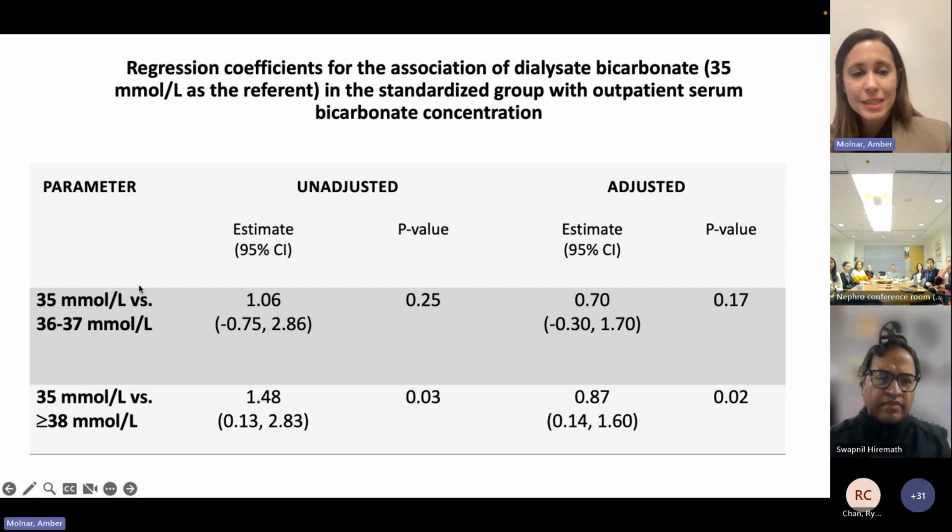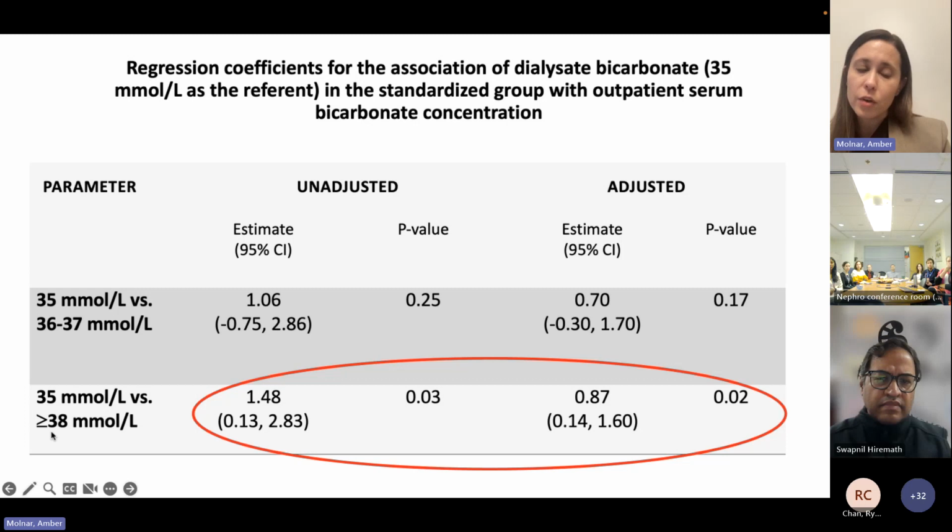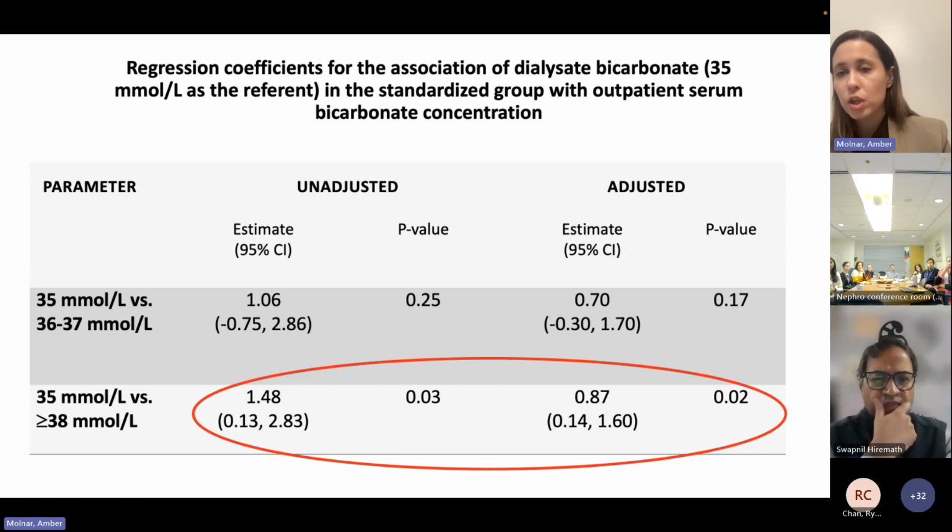When we limited things to the standardized categories and used 35 millimoles per liter as the referent, we did find that those in the greater than or equal to 38 millimole per liter category had a slightly higher pre-dialysis serum bicarbonate concentration. This was statistically significant. It was slightly attenuated upon adjustment. And how you interpret this is that those in the higher category had, on average, a 0.9 millimole per liter higher pre-dialysis serum bicarbonate concentration. So although statistically significant, I think it's of questionable clinical significance.